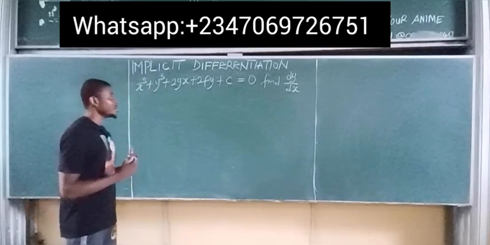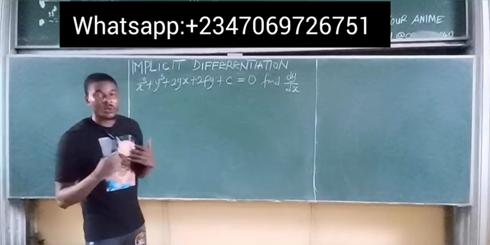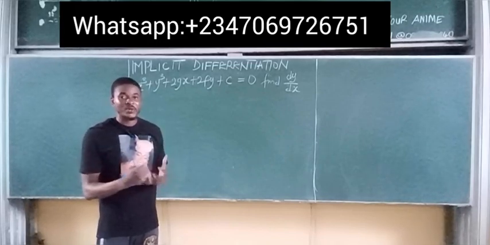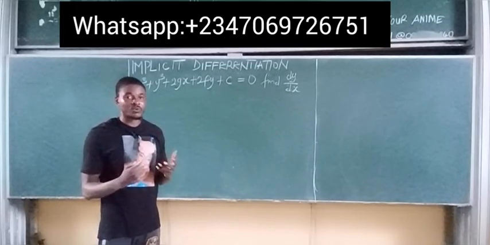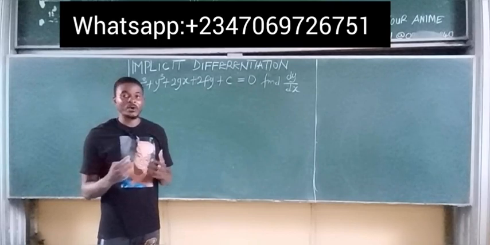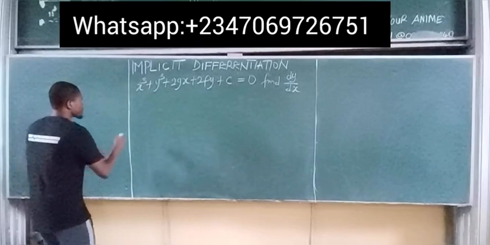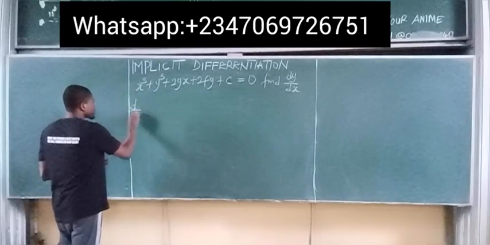So like I said, while differentiating an implicit function, you consider both x and y to be what? Functions of x. You consider both x and y to be functions of x. And then you differentiate each of them individually also with respect to x. So to carry out the differentiation, I will simply what? Differentiate this term with respect to x.